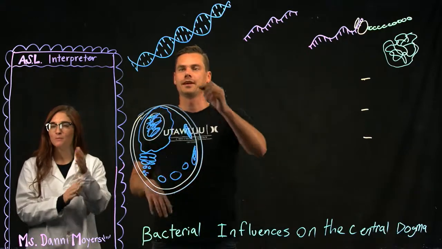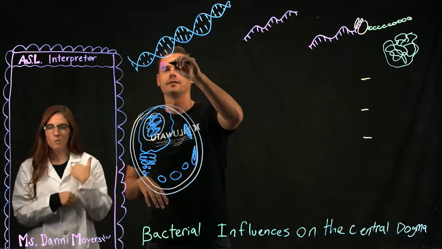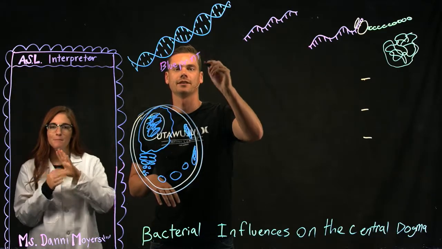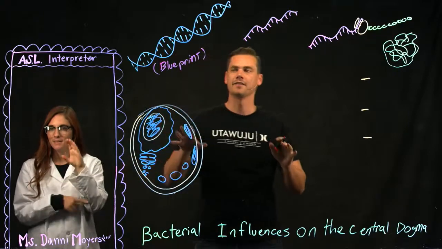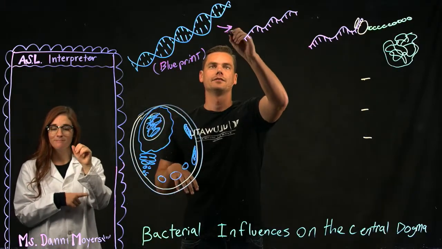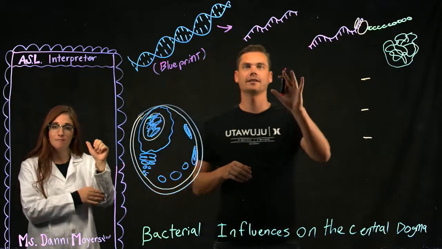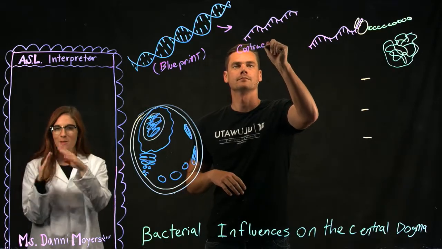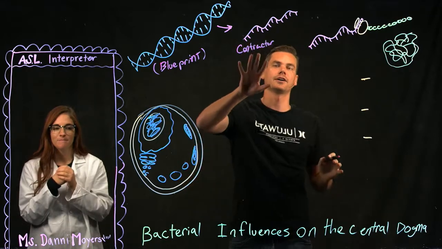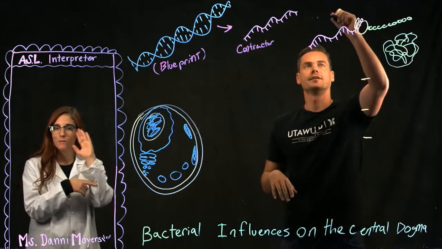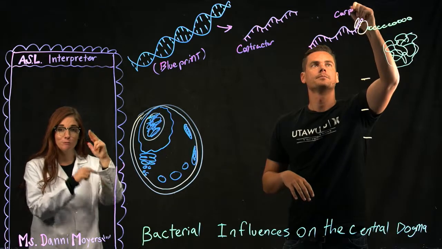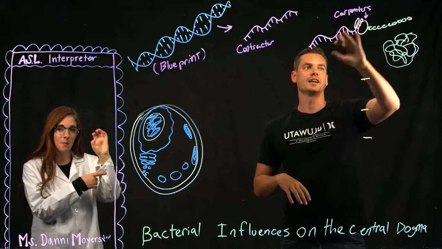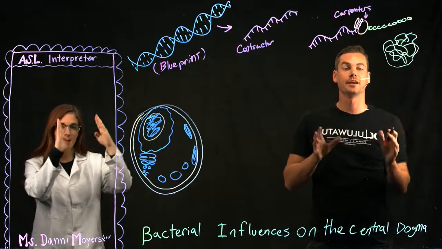So we all know that the DNA is the blueprint of the cell. And this DNA gives rise to RNA. And this RNA acts as the contractor. So this contractor is guiding the carpenters, which are these ribosomes, to make the house. And the house is made up of these proteins.